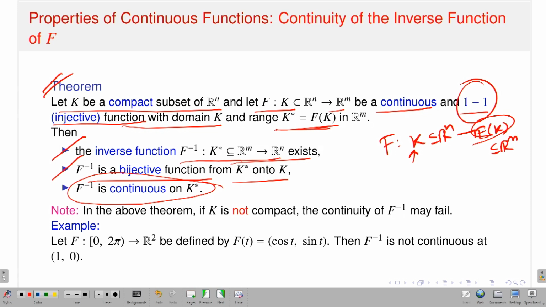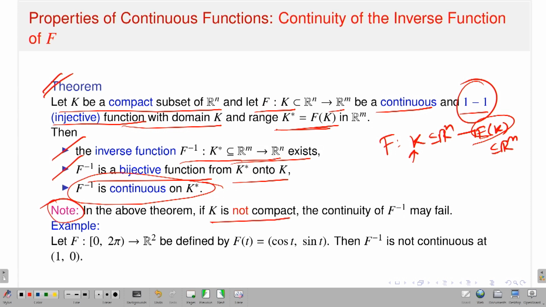So if I have a continuous function on some compact set, and injectivity is given on the domain set K, then consider the range set f of K, that is K star. The function from K to f of K is bijective, so the inverse function exists from f of K to K, and this inverse function is not only bijective but also continuous.